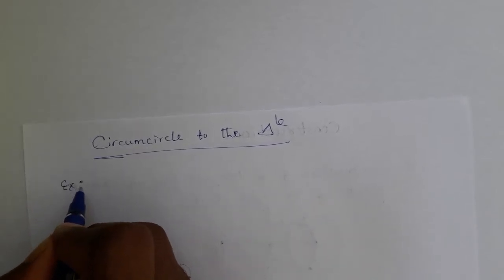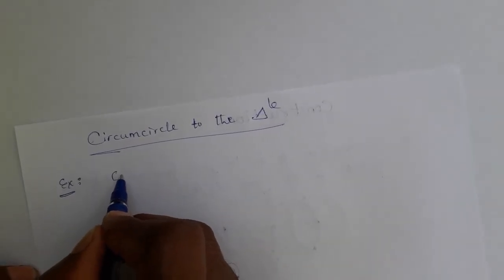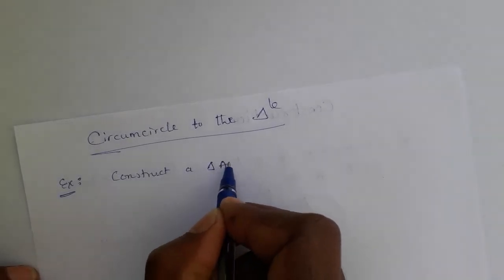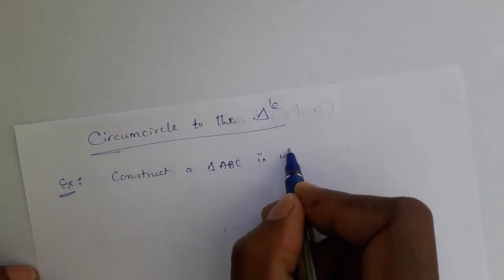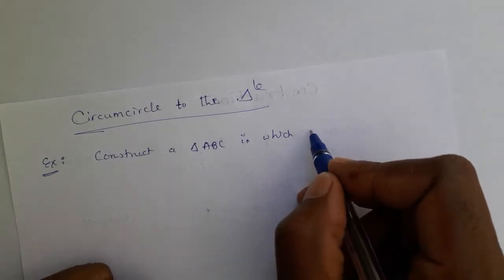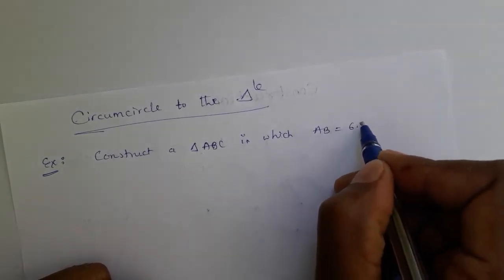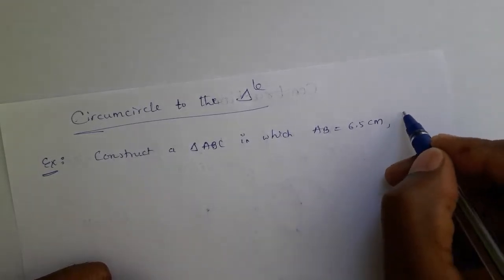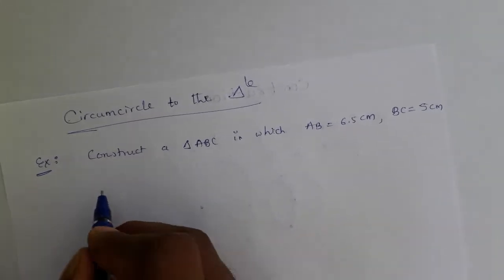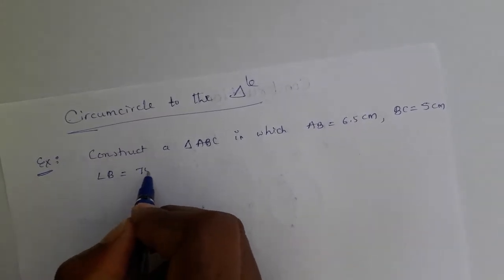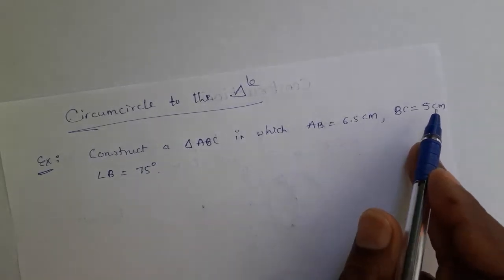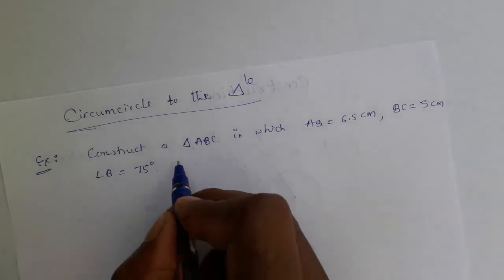Let us have one example problem. Construct a triangle ABC in which AB equal to 6.5 centimeter, BC equal to 5 centimeter, angle B equal to 75 degree. Construct a triangle in which AB equal to 6.5, BC 5 and angle B 75 degree.